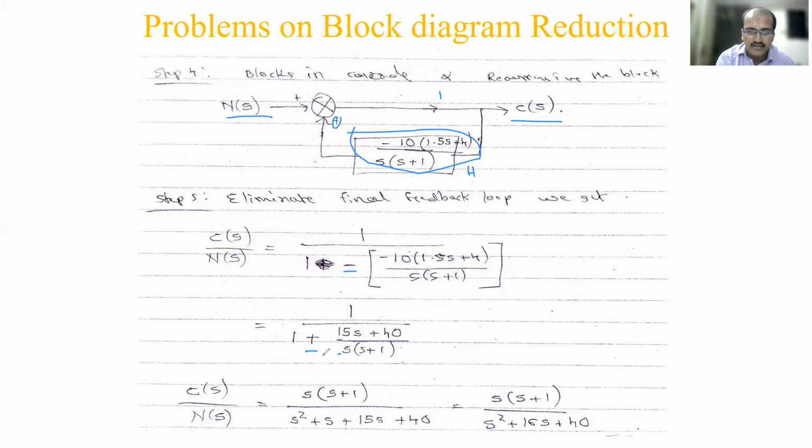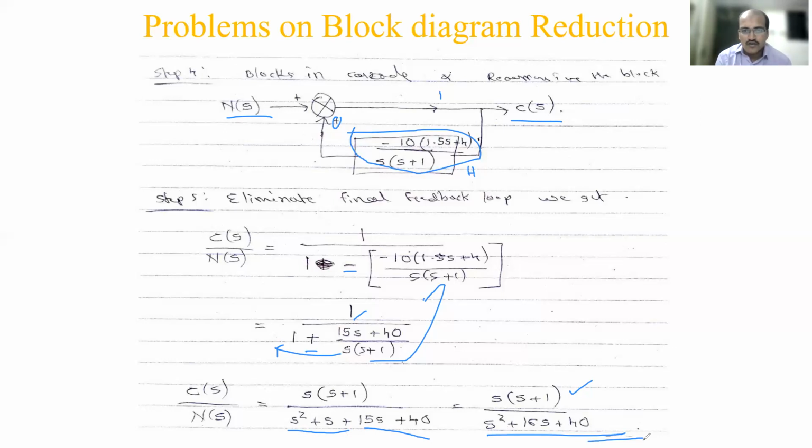Now take the LCM like the previous one. This s into (s + 1) will be multiplied with the 1, so I have written directly s square + s. I have multiplied s into (s + 1), written s square + s over here, and plus 15 s + 40 is there, and the denominator is s into (s + 1). Now it will not cancel out because there is no such term here, so s into (s + 1) goes in the numerator, divided by, here 15 s and 1 s are there, so we are adding 16 s: s square + 16 s + 40. So this is our final answer.